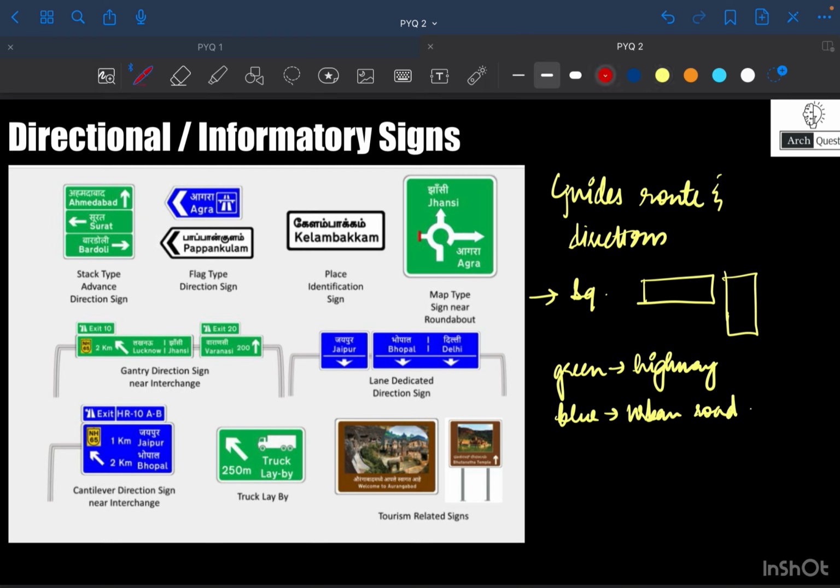One more thing to notice is such signages. ये हमें जब भी रोड्स पे दिखते हैं, they are known as overhead signages. ठीक है.